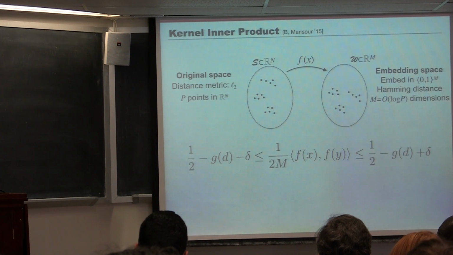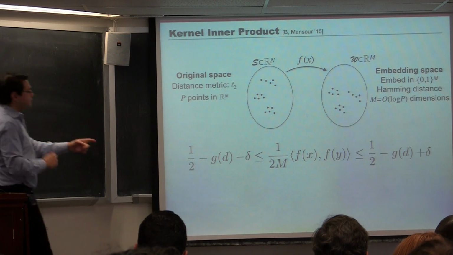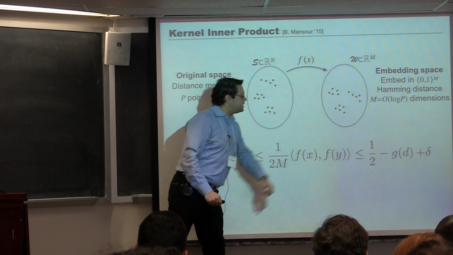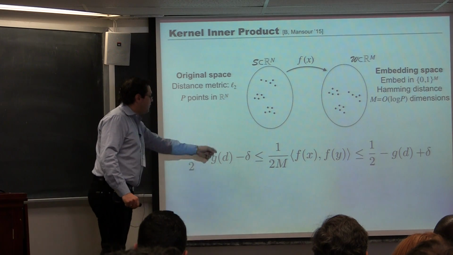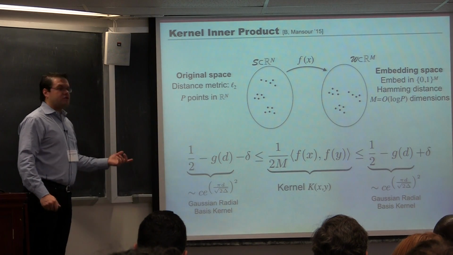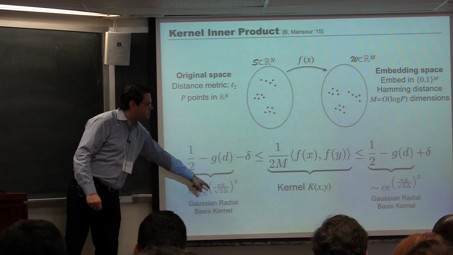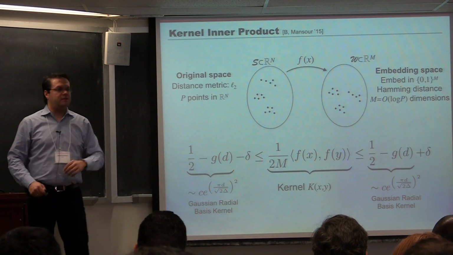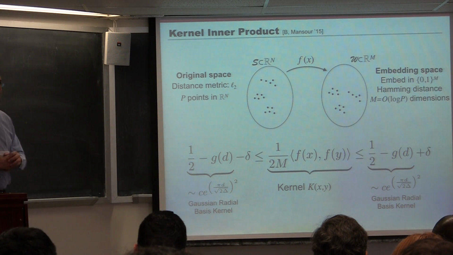There's one more thing that we can show in this example, in this particular embedding. We can show that it preserves what's called a kernel inner product. So kernels are a very commonly used tool in machine learning. And we can show that if you take the inner product between two embedded signals, it is actually 1/2 minus g of d. And this is approximately equal to e. Oh, there's a minus missing here. E to the minus some constant times distance squared.